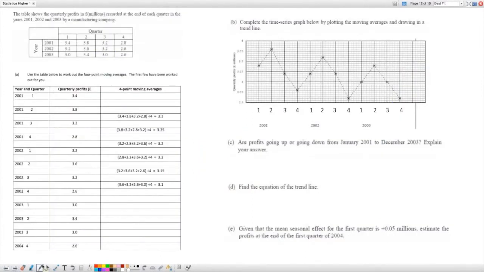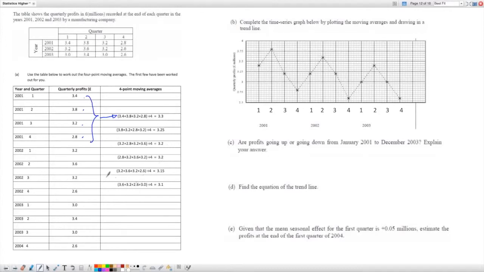The table shows the quarterly profits in pounds millions recorded at the end of each quarter in 3 years, 2001, 2002 and 2003. Here we're asked to use the table to work out the 4-point moving averages. The first few have been done for us. If we look here at the calculation, we can see our first one is by adding quarter 1, 2, 3 and 4 together, dividing by 4 to get the first 4-point moving average.